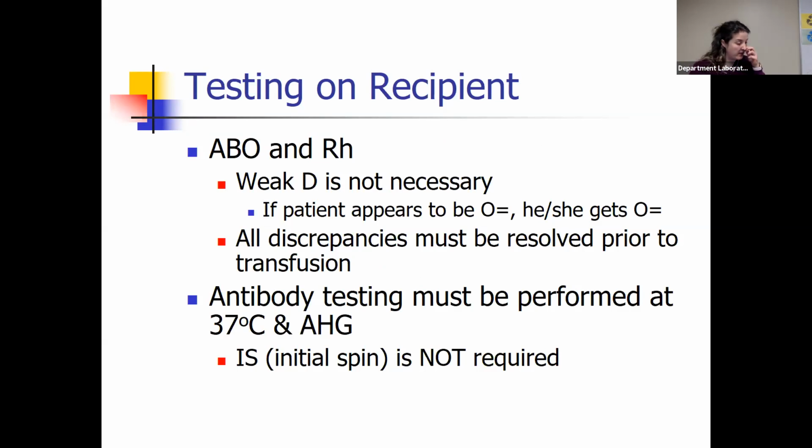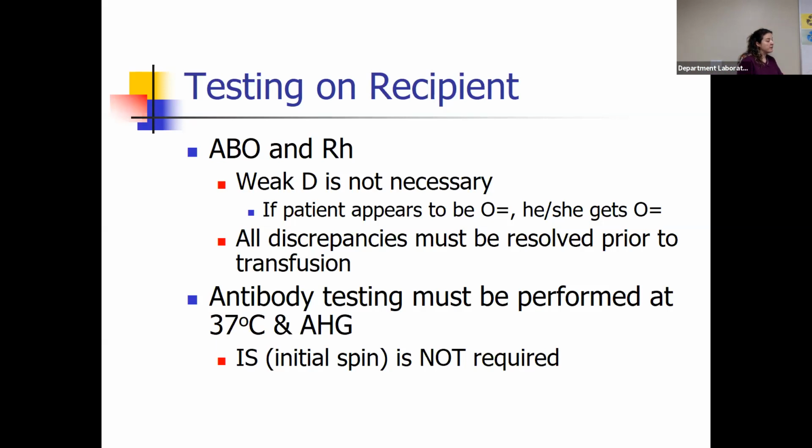Don't be surprised if you start working in a lab or at your clinical internships and they do not do weak D testing on the majority of their patients. They just do the D testing at initial spin, positive or negative. They don't follow through with the weak D, except for moms and babies. They will do that on moms and babies.